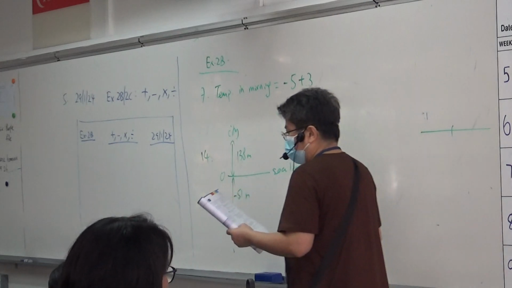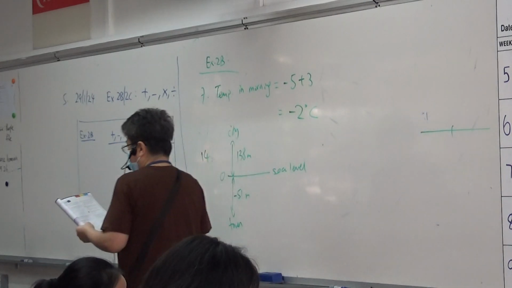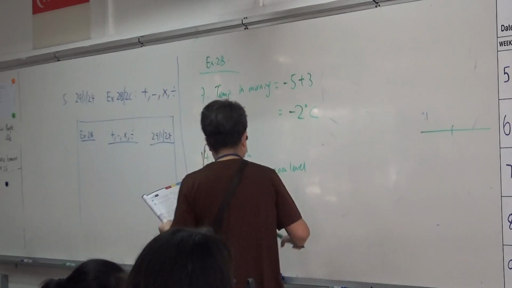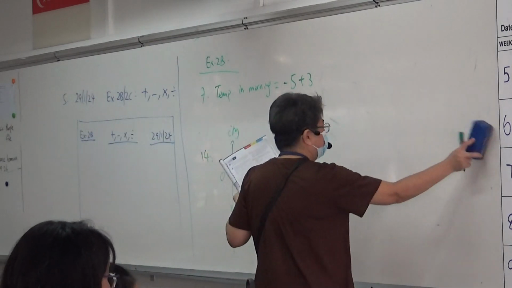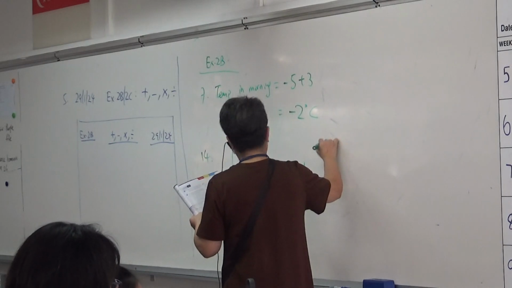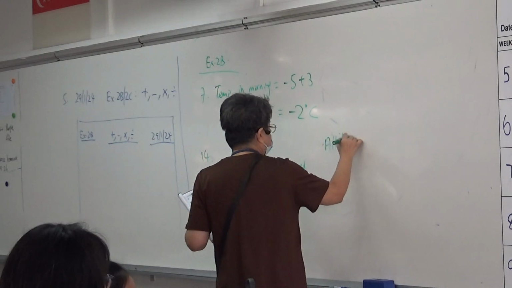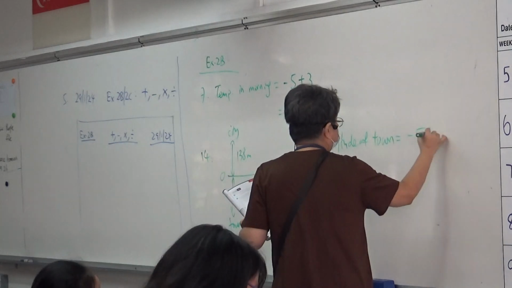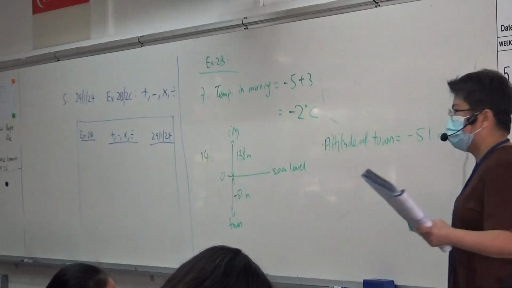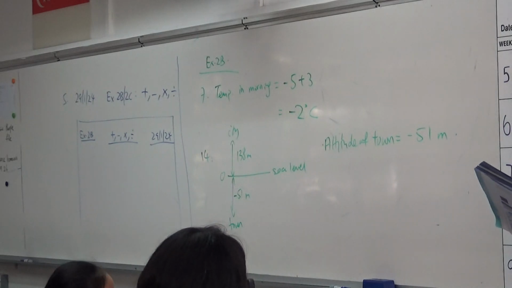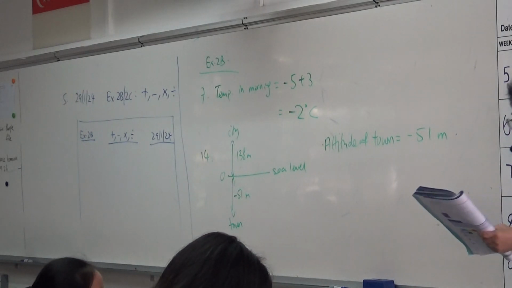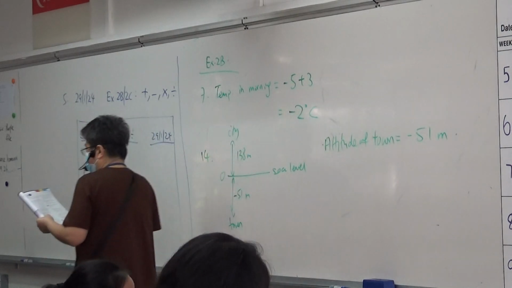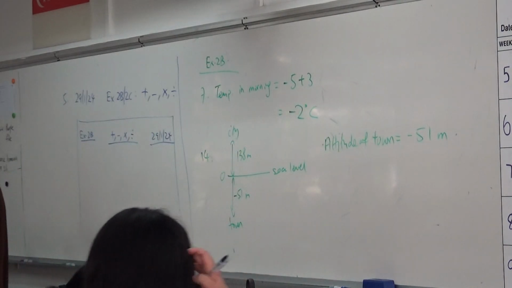Okay, now the question says, represent the altitude or height of the town using a negative number. Okay, and you write down here, altitude of town will be negative 51 meters. Am I right? Correct. Okay, then the question says, hence, find the difference in altitude between the city and the town.